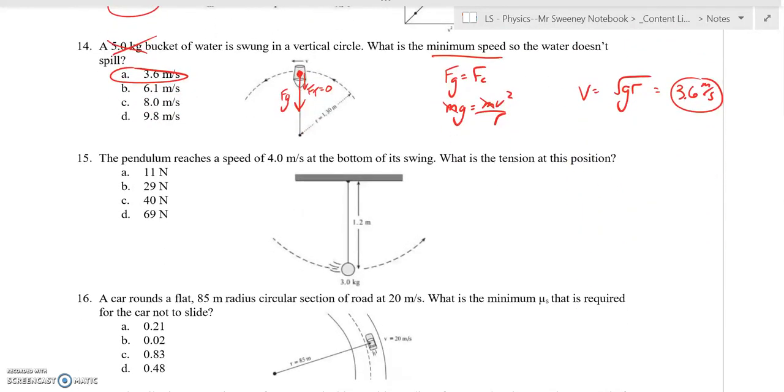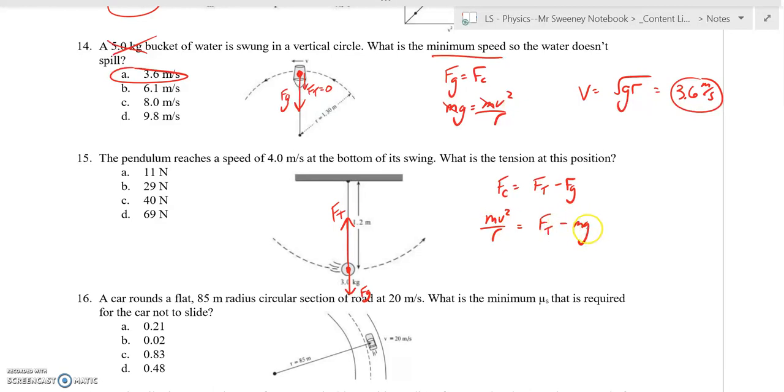Number 15, the pendulum reaches a speed of 4 meters per second at the bottom of its swing. What's the tension? So at the bottom of the swing, you've got force of gravity pulling down. You've also got force tension pulling up. At the bottom of the swing is where the tension is the most.